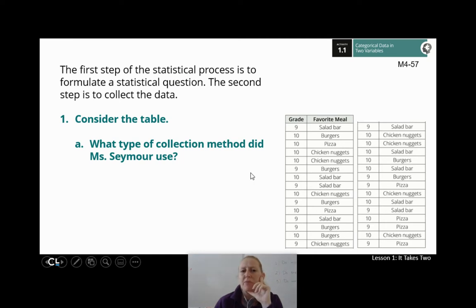So the first step of the statistical process is to formulate a statistical question, right? And the second step is to collect the data. So what type of collection method did Miss Seymour use? How did she get the data? Hit pause, jot down your thoughts, hit play to keep going.